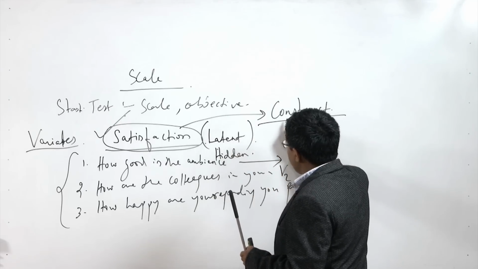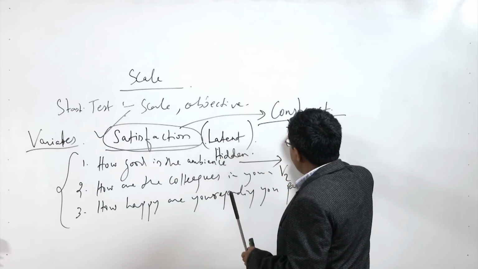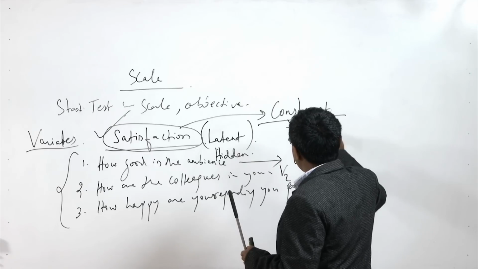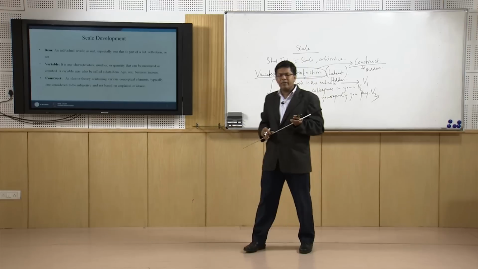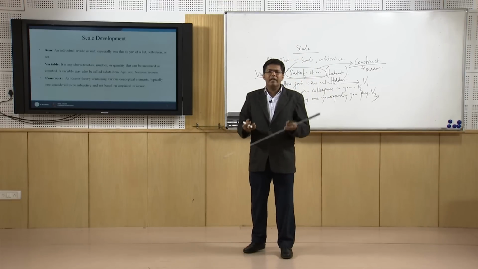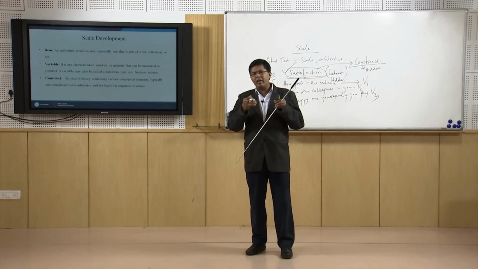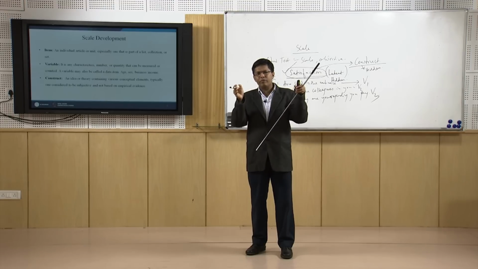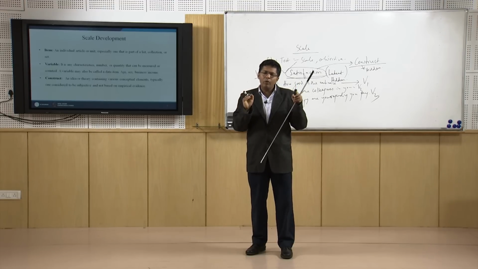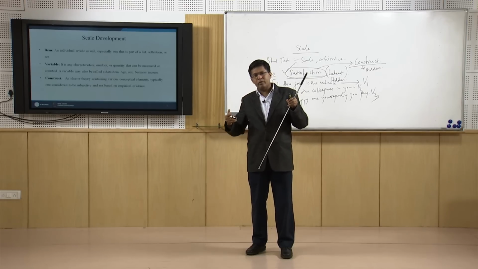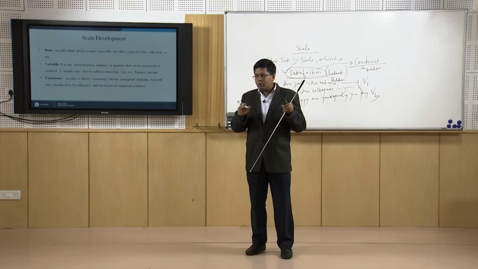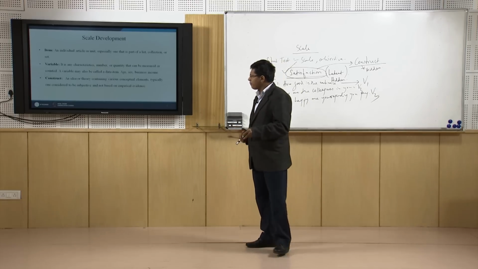Now, each construct is hidden, it is a latent structure. In social science most of the constructs that we talk about are latent or hidden in nature, that means you cannot directly measure them. So how do you measure them, the question comes. You need to measure them with the help of some other items.